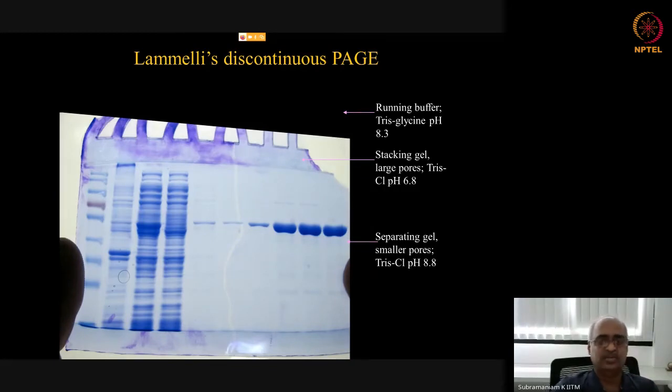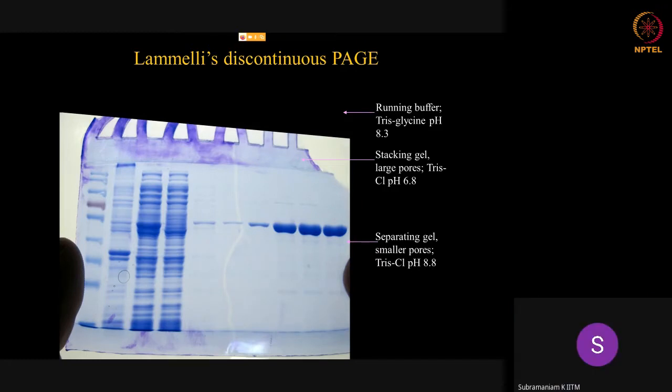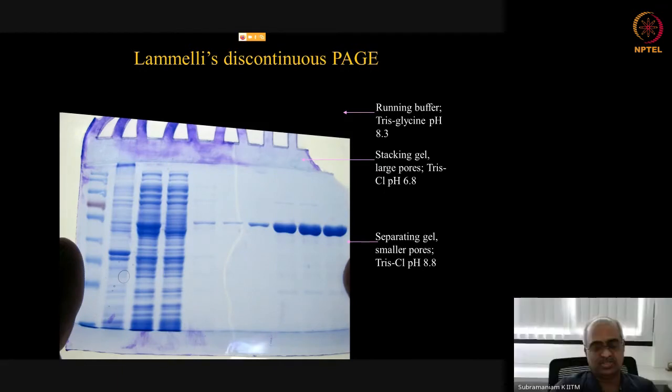There, what we actually do is we boil the protein in a buffer that contains this ionic detergent, sodium dodecyl sulfate, SDS. So this is a strong ionic detergent. What it does is it opens up the three-dimensional structure of the protein, and that process we call denaturation. So denaturation is the process by which the three-dimensional structure is disrupted, and all molecules assume the same rod shape structure.